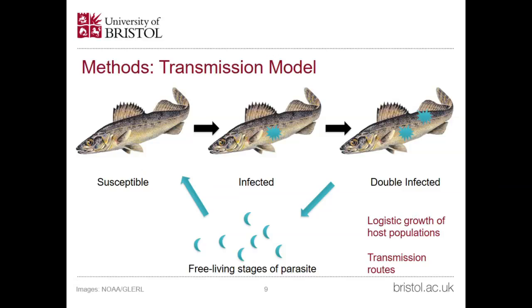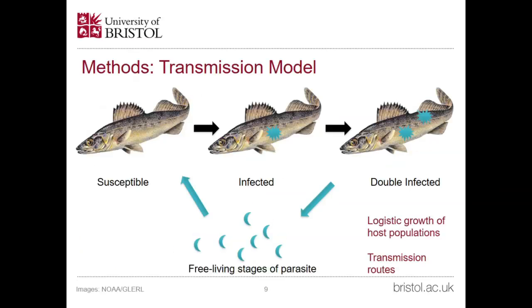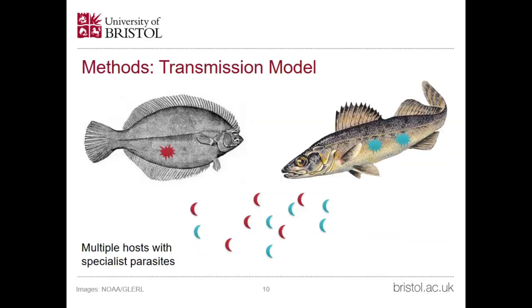And then we examined a few different scenarios, including different transmission routes. So whether we assume that the parasite is transmitted through trophic transmission, so by being consumed and infecting that way, or direct transmission, such as just floating around in the environment and encountering hosts as it comes along. The model then is extended to have multiple hosts with the same structure, including each host having a specialist parasite.